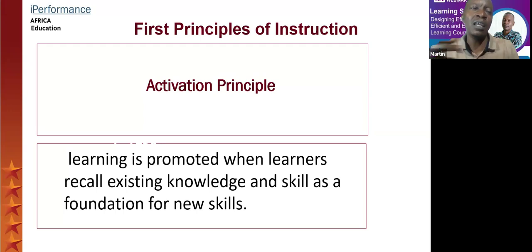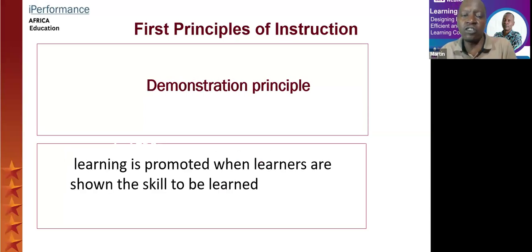Here we are saying adult learners don't come to the training room blank. Sometimes they even come knowing more than the trainer. So we need to activate their previous knowledge or skill, and this forms the basis of where we are going to add our teaching. The second principle is the demonstration principle: learning is promoted when learners are shown the skill to be learned. So you need to demonstrate.